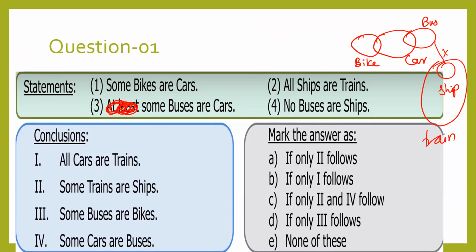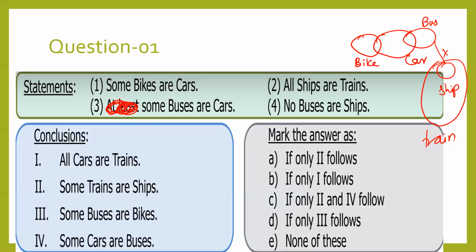Minimum overlap diagram I draw. So some bikes are cars, some cars are buses, or some buses are cars, same thing. Then all ships are trains, then no buses are ships. Okay. So then conclusion one, that all cars are trains.